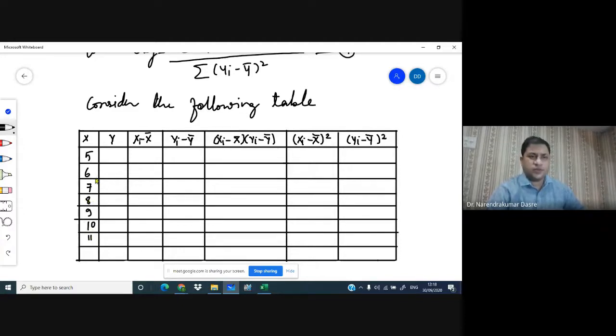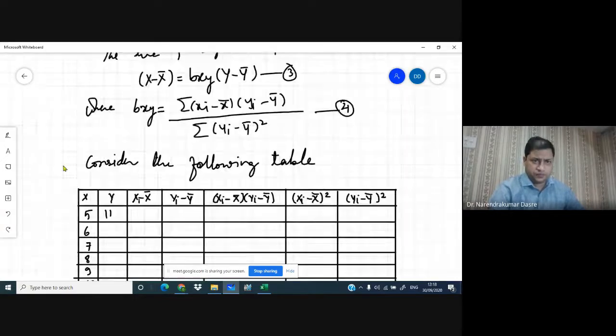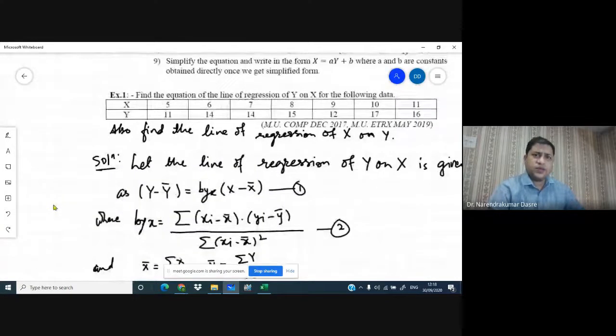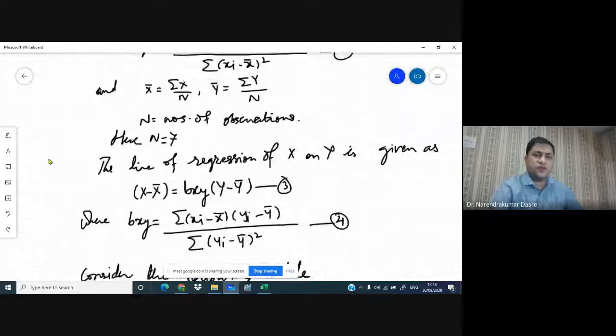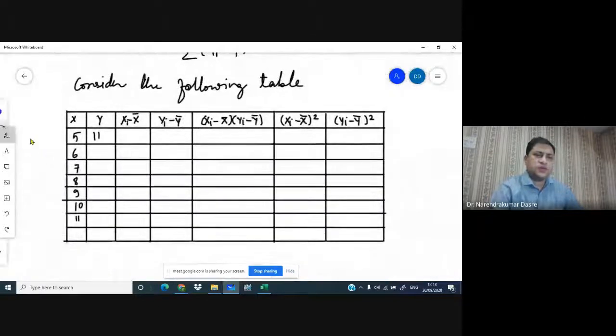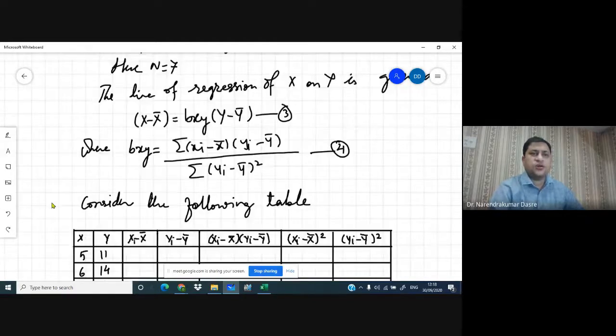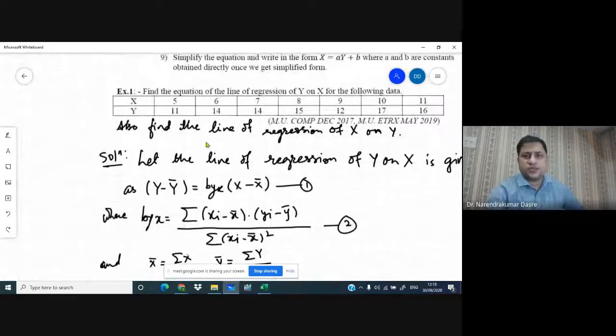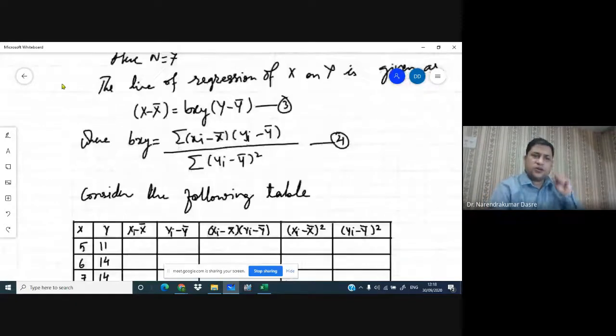Now the sum of this immediately. So it is 11 and 14, 14, 15, 12, 17, and 16. So we can check this one. Yes. So 11, 14, 14, 15, 12, 17, and 16.